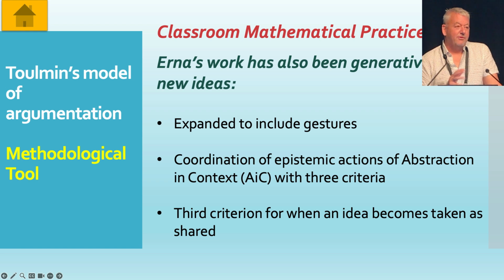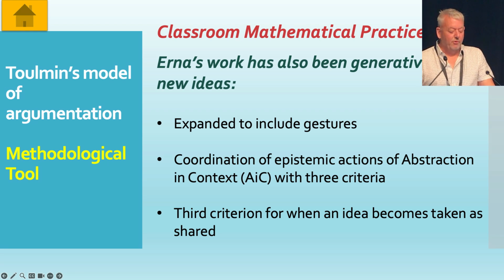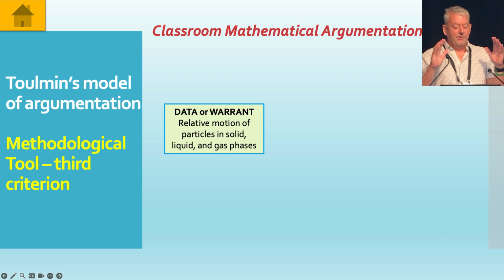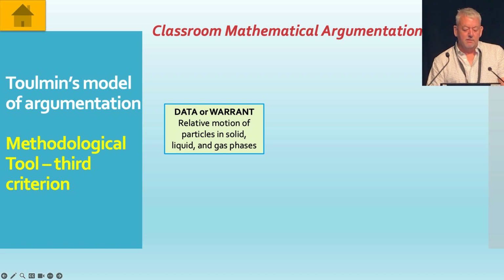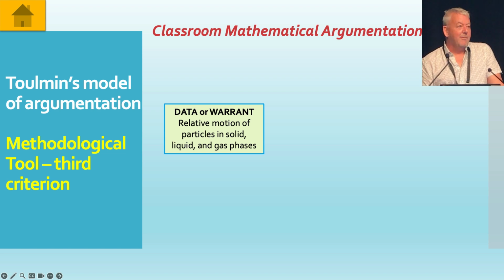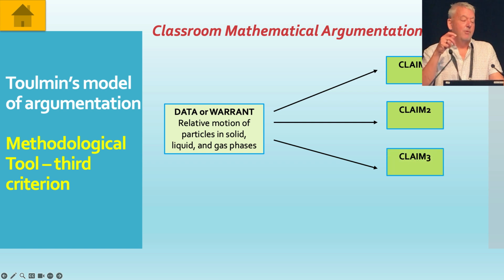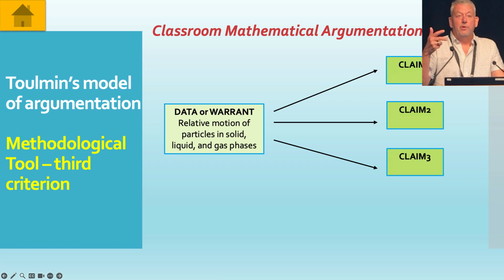Imagine, and this comes out of work in a physical chemistry class, there's a particular idea in physical chemistry where the relative motion of solids, liquids, and gases are different. Using that as a data point to make claim 1, using that same idea as data for claim 2, and then the same idea for claim 3. That's empirical evidence that this idea of the relative motion of particles is a truth within this physical chemistry class, because we see it being leveraged over and over again for different claims.